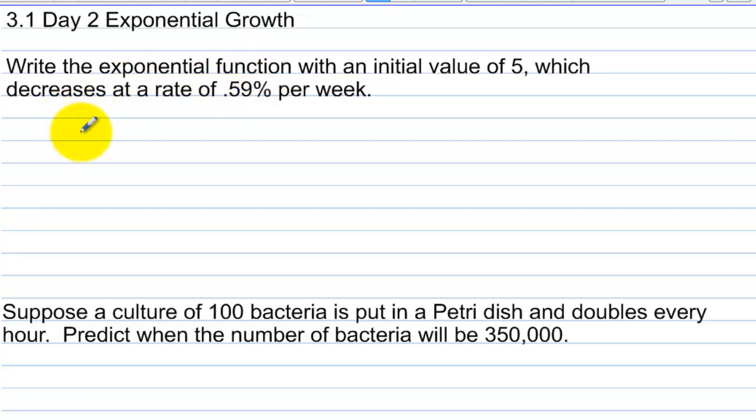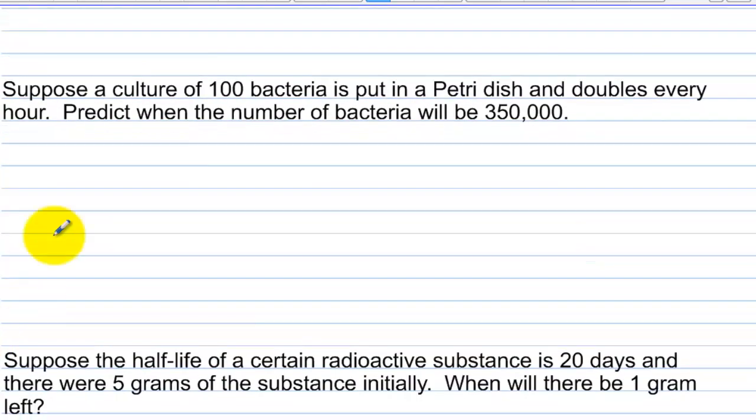3.1 Day 2 Exponential Growth. Write the exponential function with an initial value of 5, which decreases at a rate of 0.59% per week. So the amount is equal to the initial value 5 times e to the negative 0.0059 t.